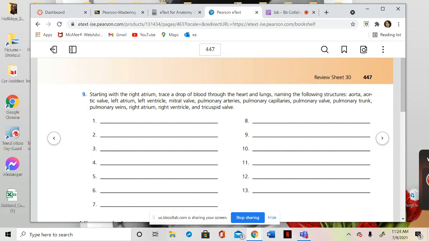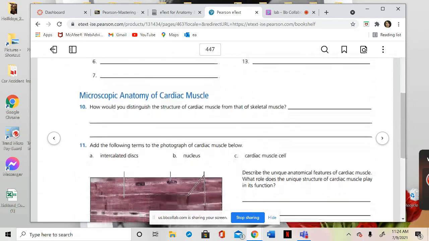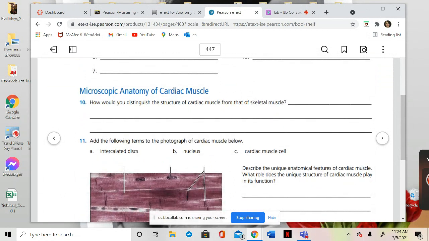If ever the mitral valve does not close properly, you know which circuit is going to be affected. It's the systemic circuit, right? It's the systemic circuit that will be affected.